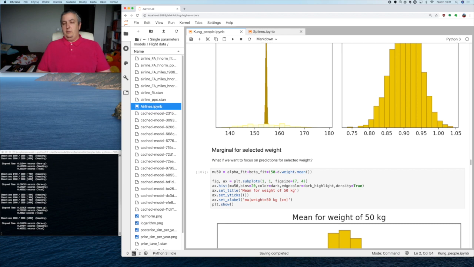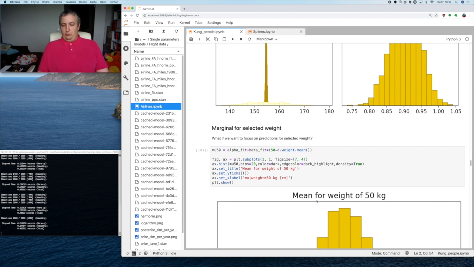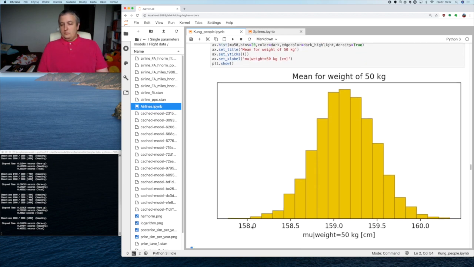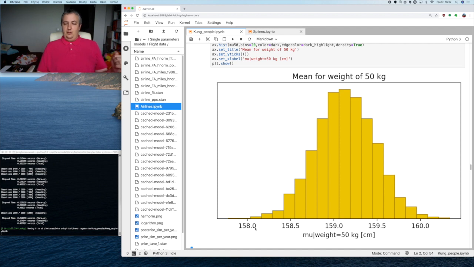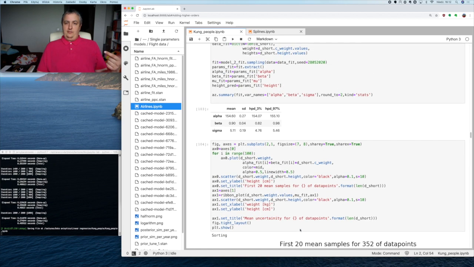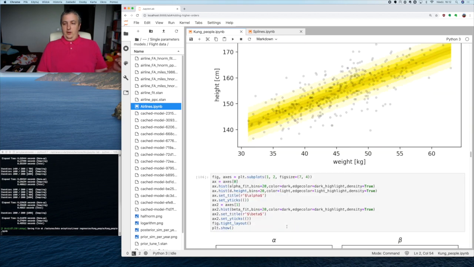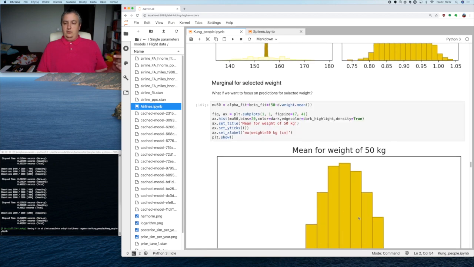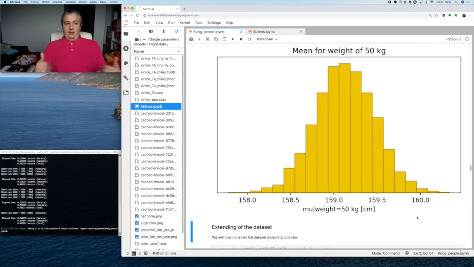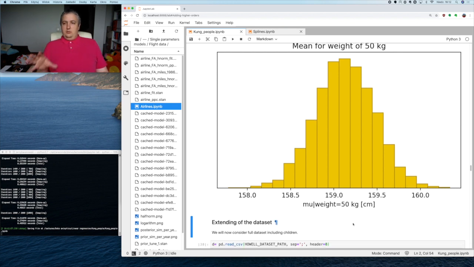We could estimate from it how tall that person would be. Considering the mean of that coefficient, you can see it's very tightly spread between 158 and 160 centimeters. Of course, adding to that our standard deviation, which we have estimated here around 5, we could always go 10 centimeters one way or another for 95%.